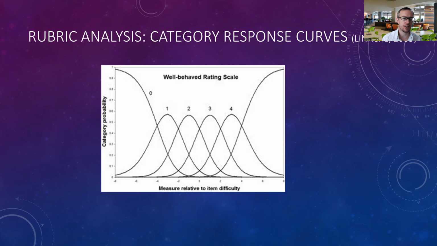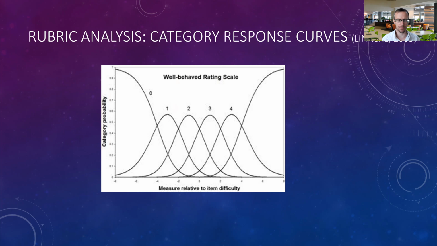And what you want is each descriptor, each scale point to be separated from the next one, and the next one, and the next one. And so each of them have a relatively even amount of space allotted to them. So that means basically that the scale points reflect different levels of ability, and that there's a clear progression as you move up the scale. This is what we really want.